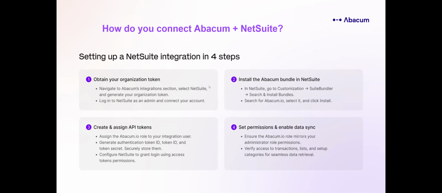And the reason being is that we actually productize the integration, which allows it to boil down to really four simple steps. We don't require any sort of engagement with the IT group. Typically, we'll work with the NetSuite administrator, and we have a user interface that walks them through these four steps: obtaining your organization's token, installing the Abacum bundle in NetSuite, creating and assigning API tokens, and then setting permissions to enable the dataset sync.